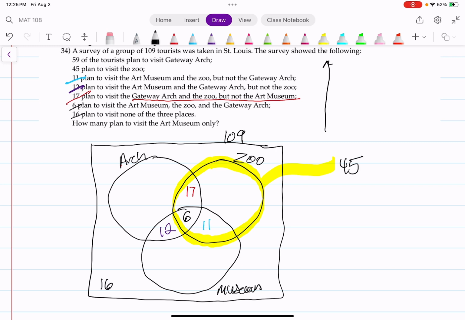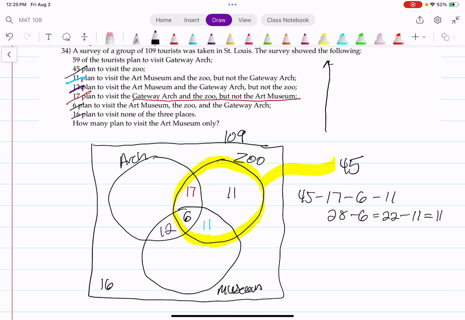So to find the missing piece, we can subtract all of these numbers from 45. So 45 minus 17 minus 6 minus 11. I'm going to do this in my head. Hopefully I'm not incorrect when I do the math. So 45 minus 17 is 28. 28 minus 6 is 22. 22 minus 11 is 11. So 11 goes here. Let me double check. Yep, good.